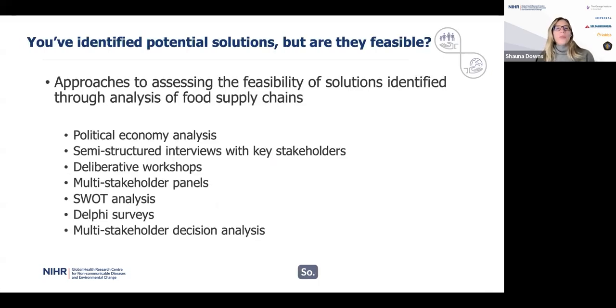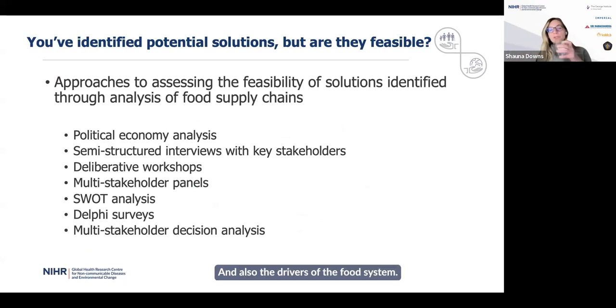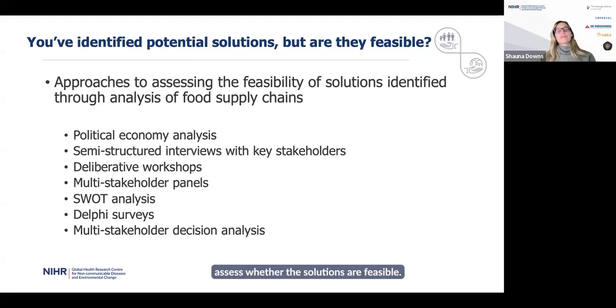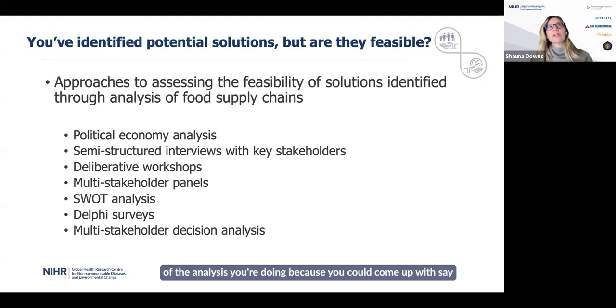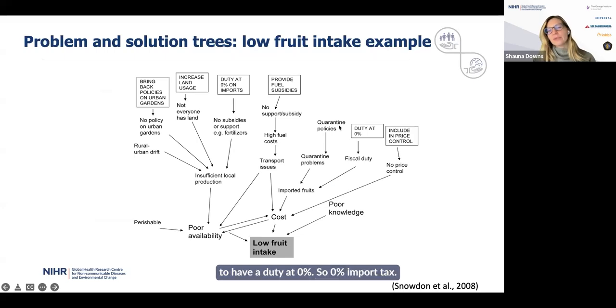This is a really critical point of this whole process, and it gets into the political economy analysis component, and also the drivers of the food system. If you don't assess whether the solutions are feasible, then you're missing a really important component of the analysis you're doing, because you could come up with, say, on this slide, a duty at 0%, so a 0% import tax.